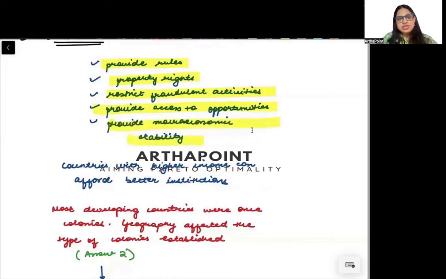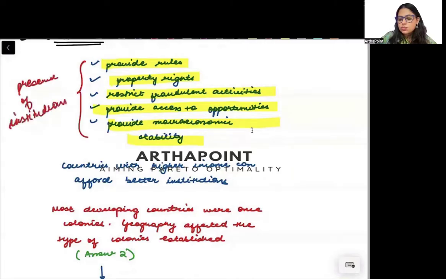Provide macroeconomic stability. Macroeconomic level पे stability लाने के लिए, to ensure that taxes are collected well, to ensure that subsidies are given well, to ensure that there is constraint of the power in the hand of elites. ये ना हो कि अमीरों को बहुत ज्यादा power मिल जाए, right? So there is constraint in the power of the elites, right? So all this is ensured from the presence of institutions.